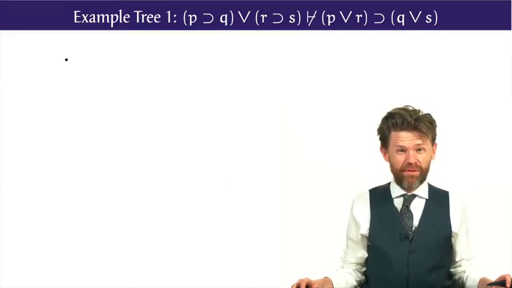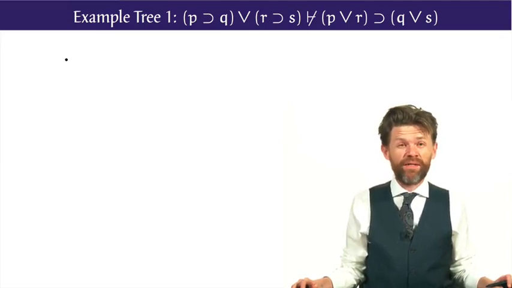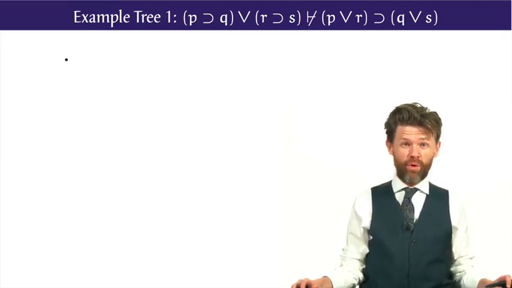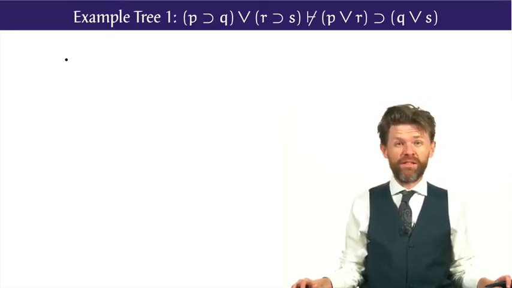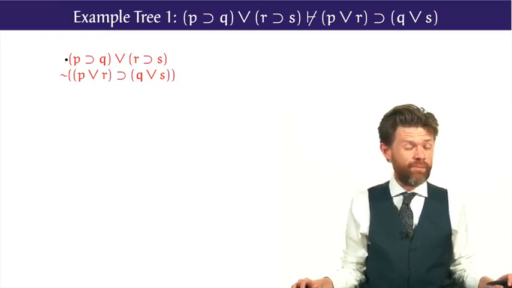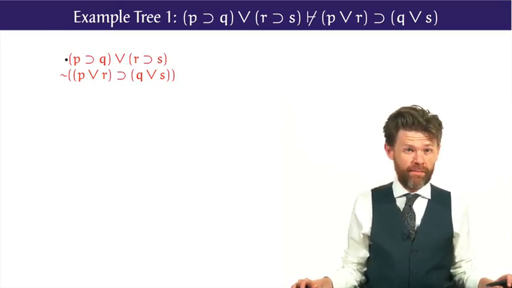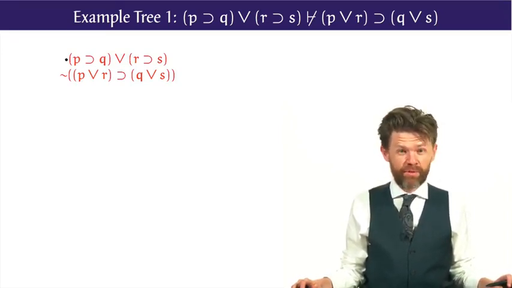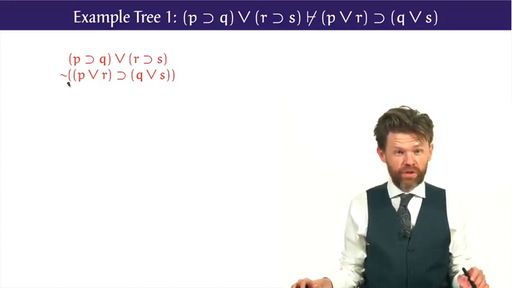With this first example, we're going to produce a tree for the argument from the premise P implies Q or R implies S to the conclusion P or R implies Q or S. And the way that we use the tree rules is we check and see whether we've got a counterexample to the argument. And that involves writing down the premise and the negation of the conclusion.